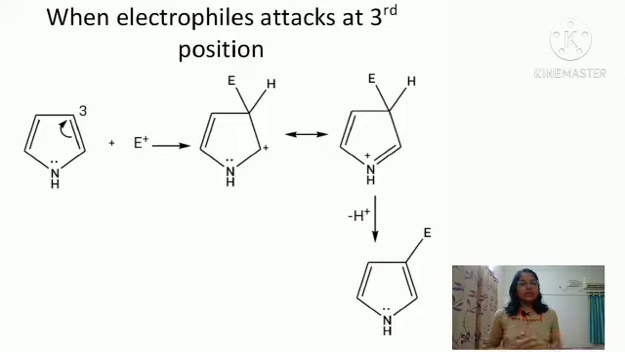So when electrophilic substitution is carried out on pyrrole, the electrophile predominantly attacks at the alpha position, not at the beta position, because more resonating structures are obtained when the electrophile is attached at the alpha position. For the beta position, we get only two resonating structures. So predominantly the electrophile will attack at the alpha position.